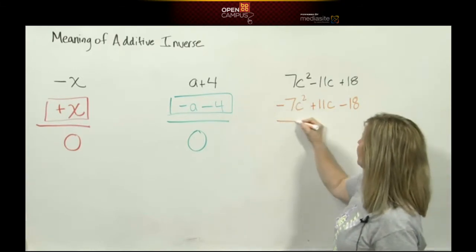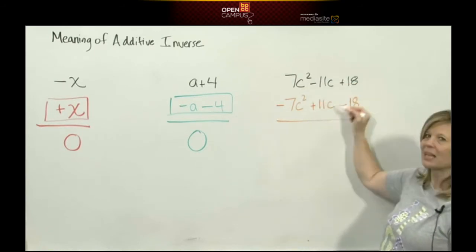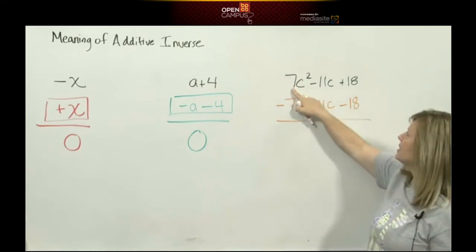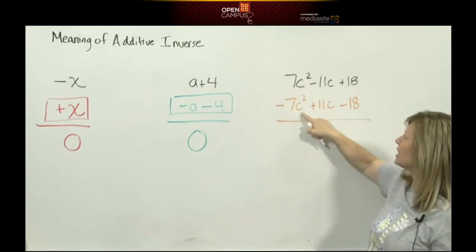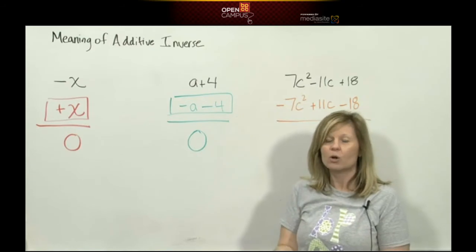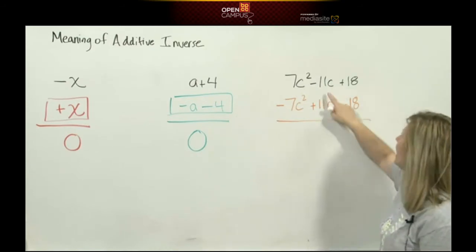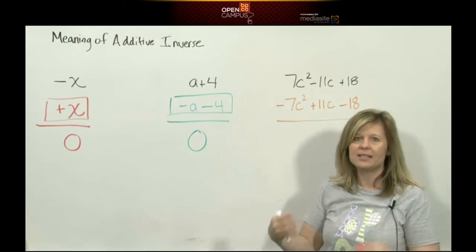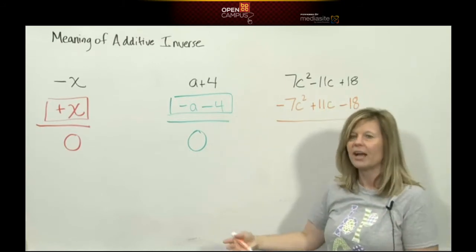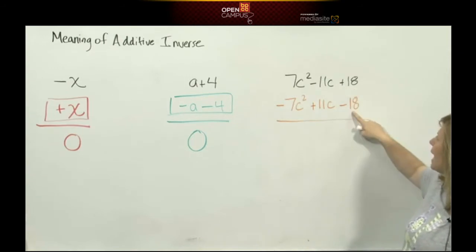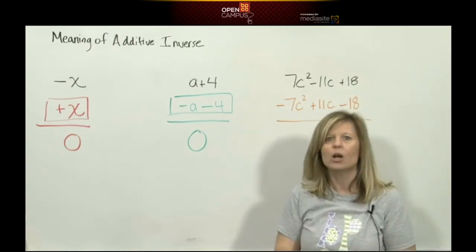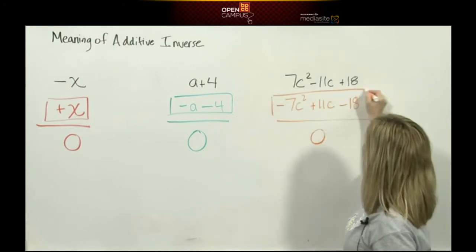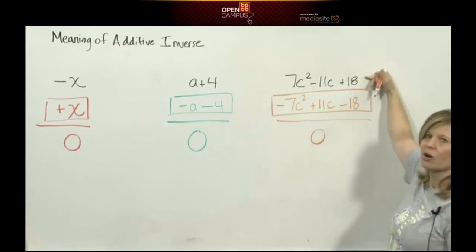Now I can prove that this is the additive inverse because if I start adding my like terms, they should all cancel out and make 0. 7c squared minus 7c squared would be 0c squared, which means there's nothing there. Negative 11c plus positive 11c, again, would be 0c's, which means there's nothing there. Positive 18 and negative 18, if you put it together, would make 0. So we now know this is the additive inverse of this trinomial.